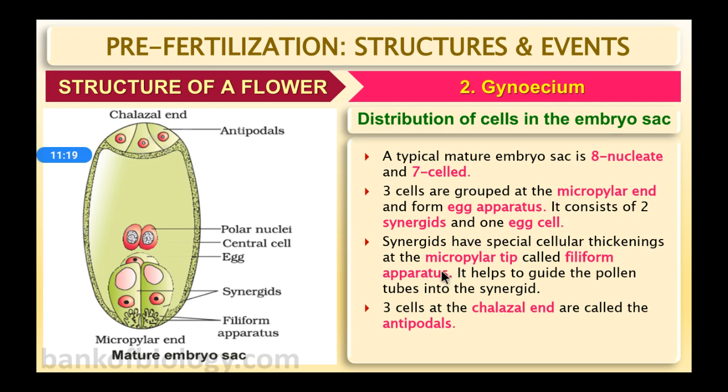This is the explanation of what I have already given you: the egg apparatus, this region, includes 2 synergids and 1 egg cell. The synergids have a cellular thickening at this region, which is known as the filiform apparatus. The chalazal region has 3 cells, known as antipodals. I hope this topic is clear to you. The central cell has 2 polar nuclei, as already discussed.